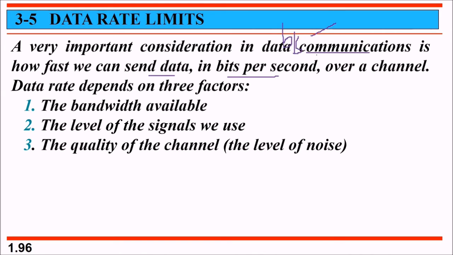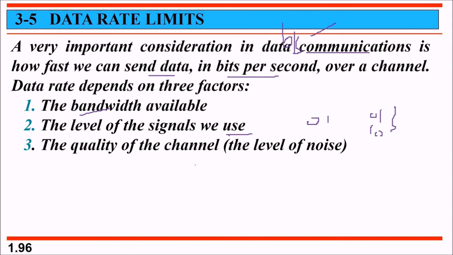Bits per second, not bytes. Bytes is for the memory, computer memory, or various memories or a channel. So data rate depends on three main factors. First is your bandwidth, the level of the signal we use. As we know, 0, 1 and 0, 1, 1, 0, you already know that these are the levels.